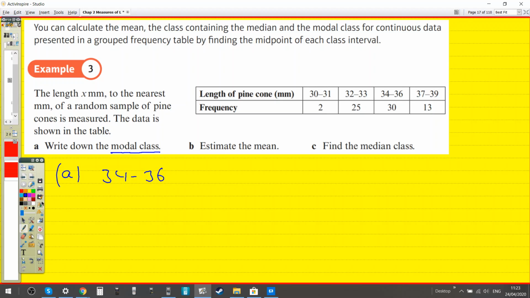Yes. So then part B is asking for estimate the mean. So there's a difference here. These are X millimeters long to the nearest millimeter. So what group would a pine cone be in if it was 31.1 millimeters long? Would that be like 31.25 or something? Oh no, sorry. If it was like 35.1, would that be like 35.15 and 35.05?